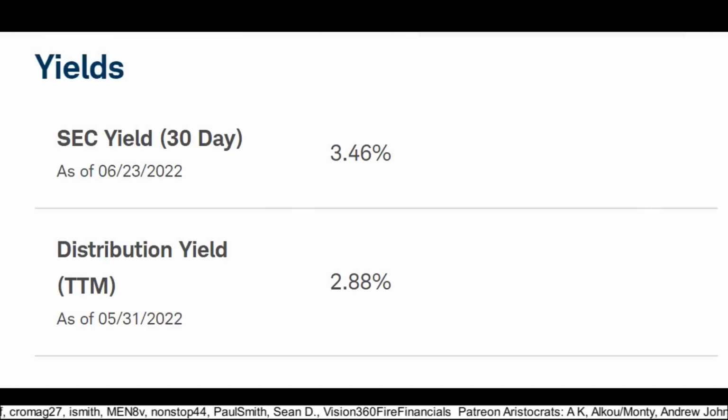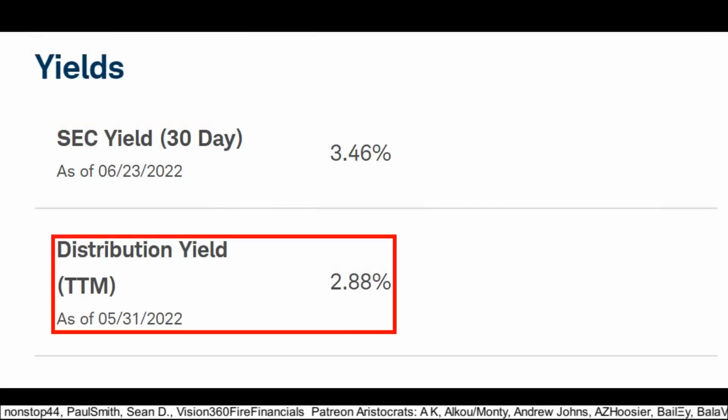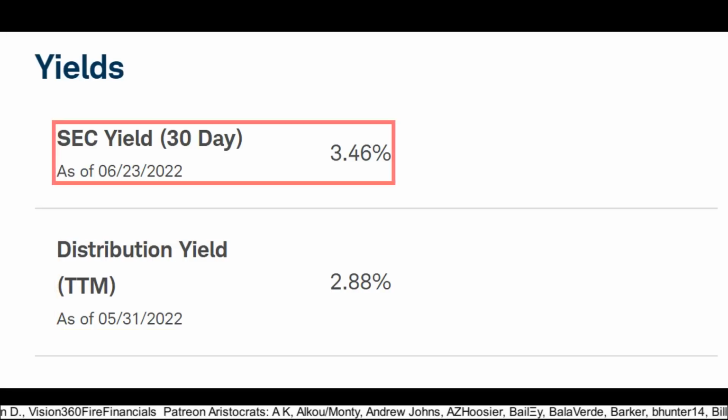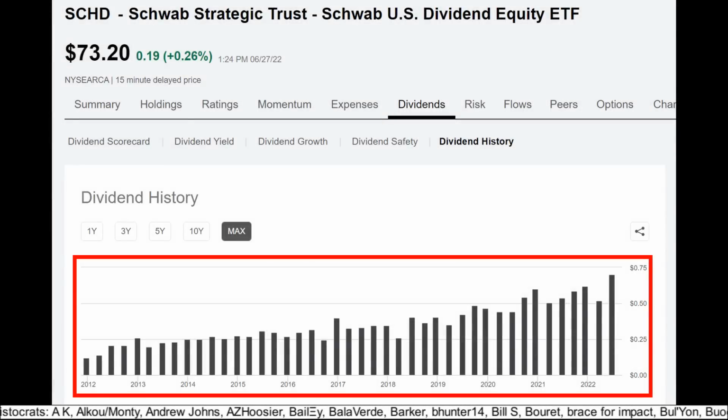On Schwab, they list SCHD's SEC yield as 3.46% and its distribution yield at 2.88%. Distribution yield is basically its yield over the last 12 months, whereas SEC yield is basically its yield over the last month. Also, unlike most single stocks, dividend ETFs tend to have more volatility in dividend payouts.